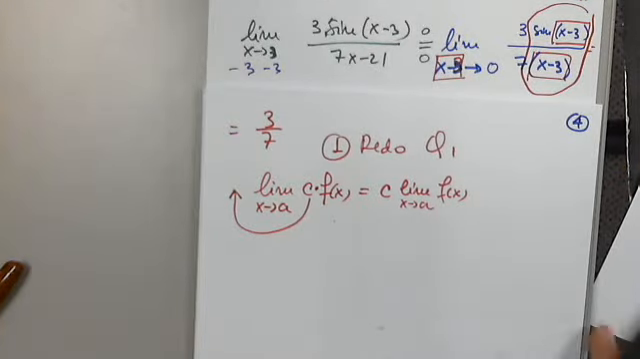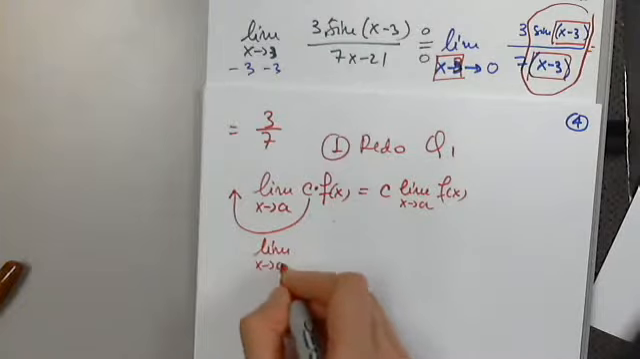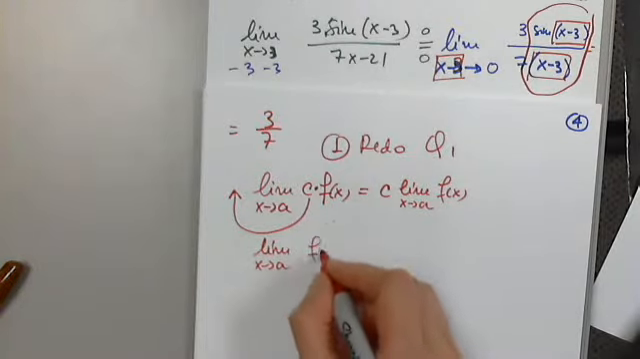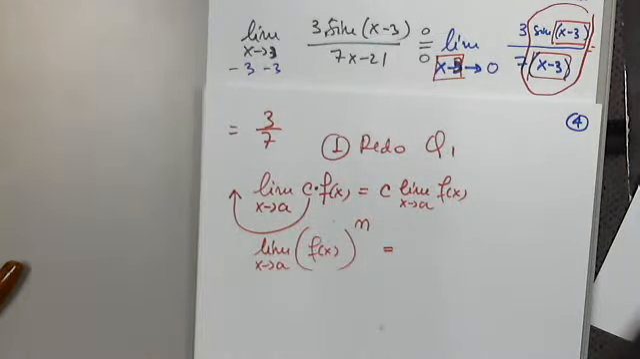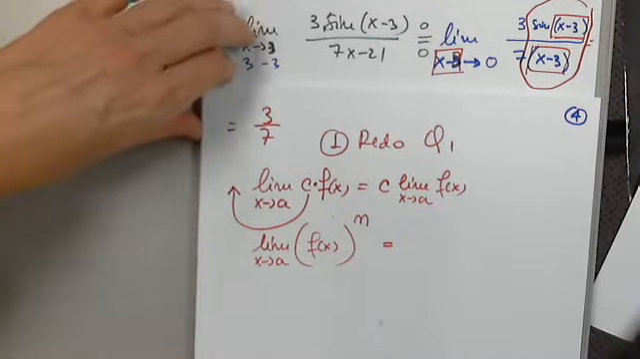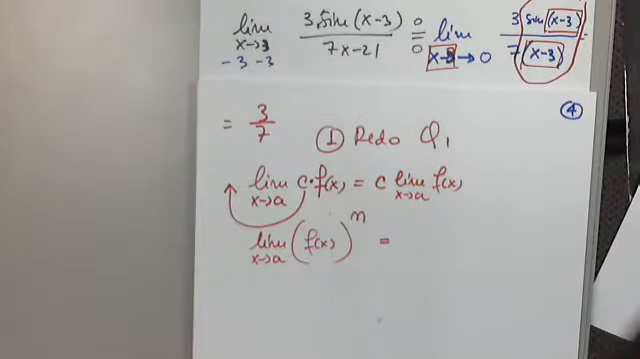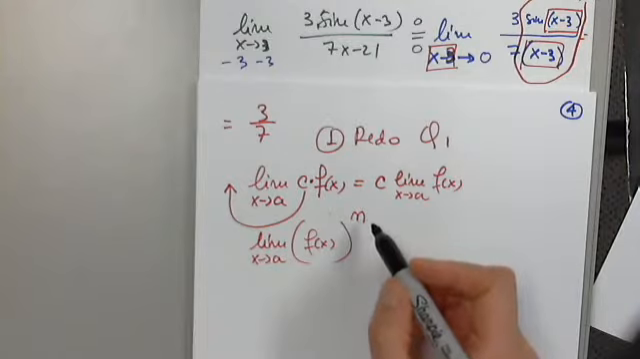Next limit law: the limit as x approaches a of f of x raised to the power n, where n is a positive integer. When we raise a function to a power, that is called a power operator. When we apply a limit to a function, the limit is a limit operator. Under certain conditions, we will see a very important theorem soon, they can be swapped.